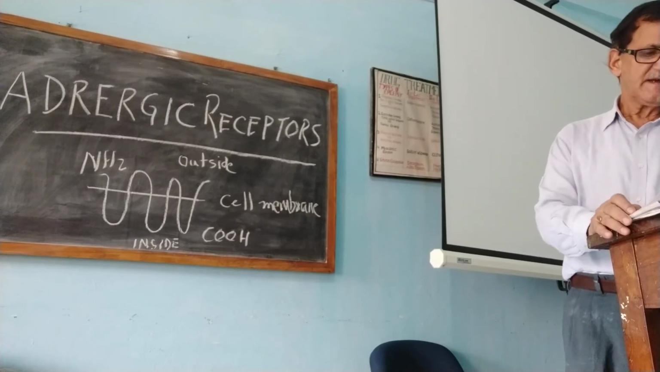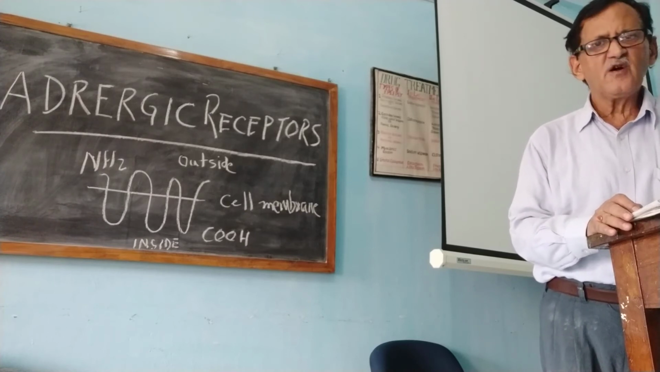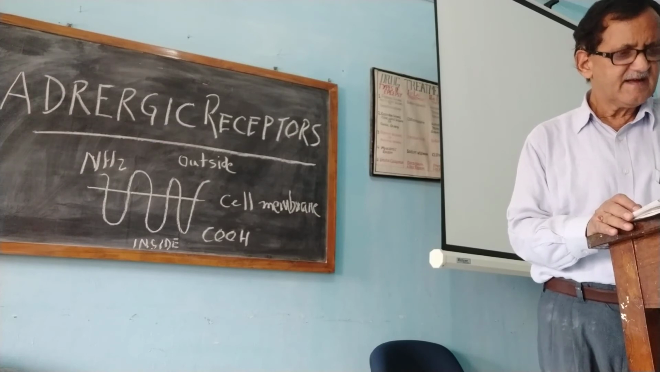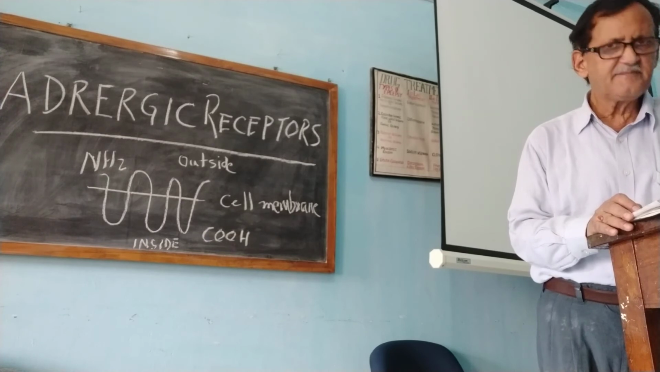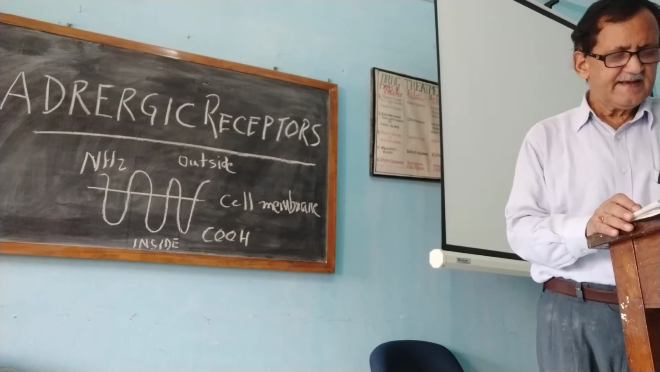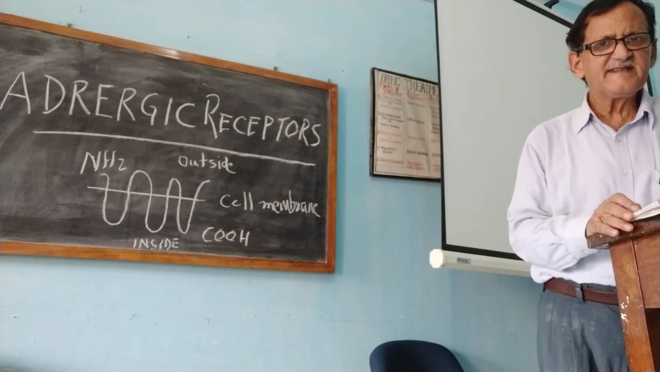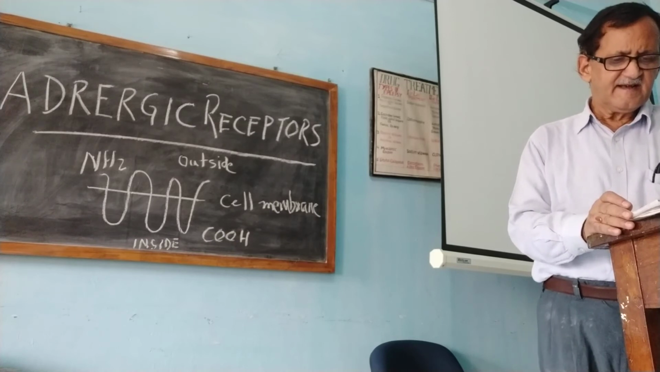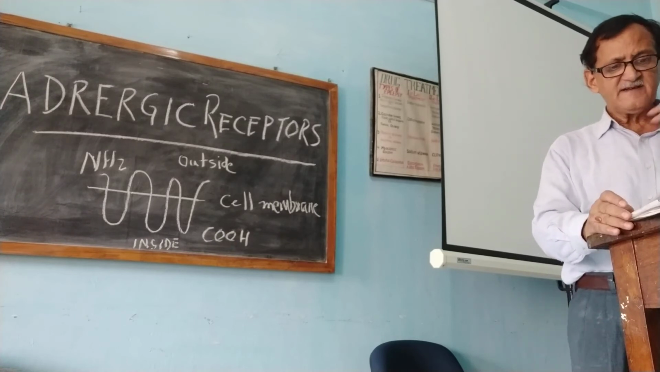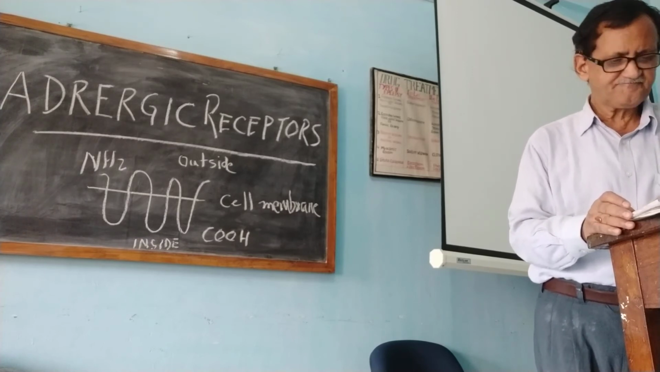Now we come to postsynaptic beta 2 receptors. The mechanism here is beta 2 when combines with GS protein, there will be increase in adenylate cyclase, increase in cyclic AMP in smooth muscles of bronchi, and this will cause relaxation.